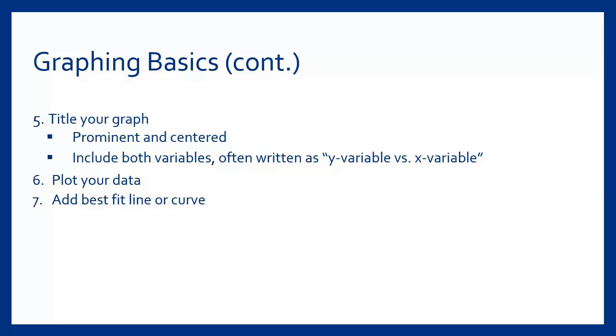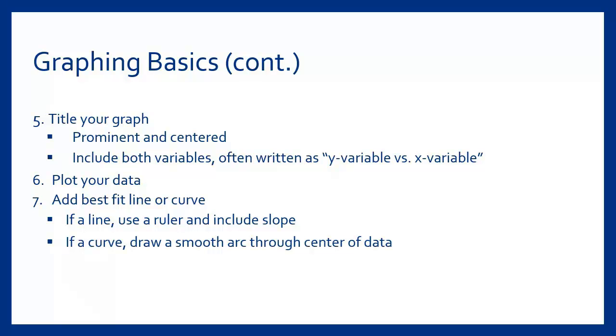This is the part where you decide what it is your graph is telling you. In my graph, I have a straight line or a pretty linear graph. So I'm going to use a ruler and include information about the slope or a calculation on the slope. If your graph is curved or parabolic, you need to draw a smooth arc through the center of the data.